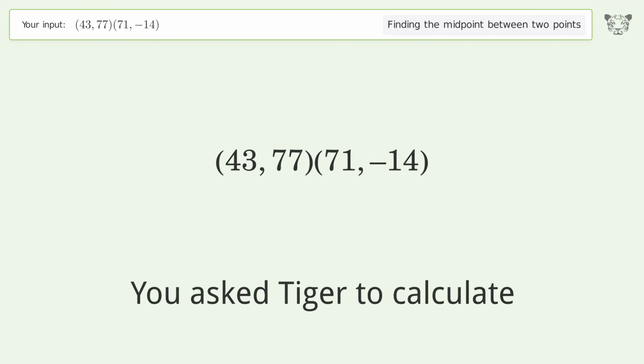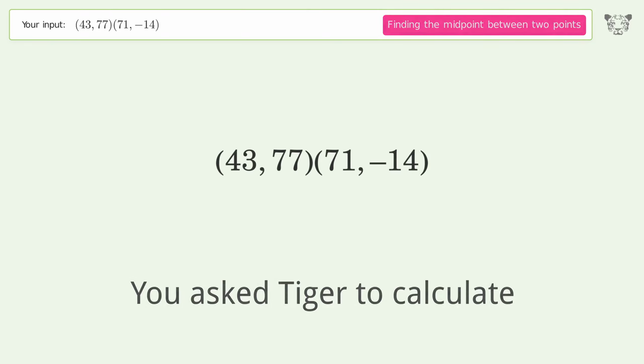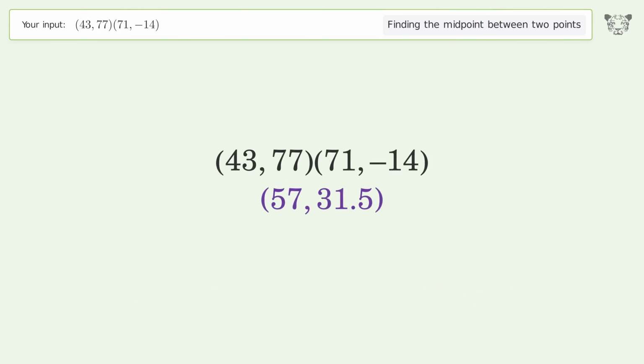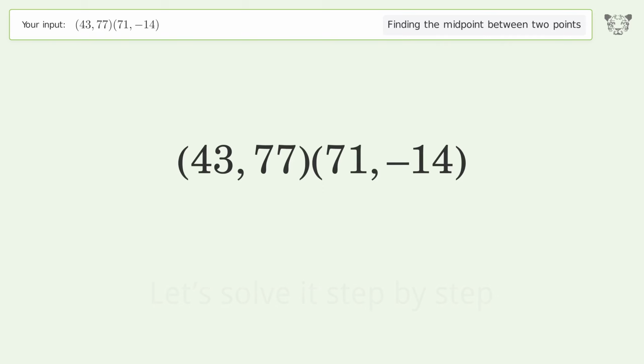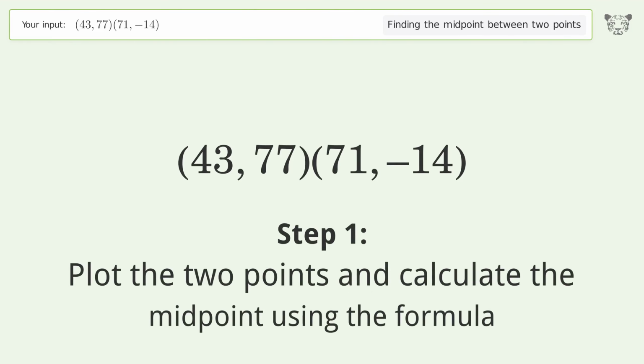You ask Tiger to calculate. This deals with finding the midpoint between 2 points. The midpoint between the 2 points is 57, 31.5. Let's solve it step by step. Plot the 2 points and calculate the midpoint using the formula.